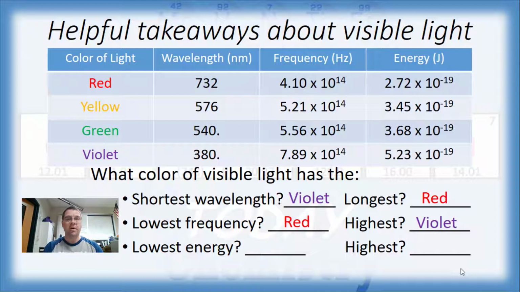Frequency and energy are directly proportional, so the lowest frequency light is also going to be the one that delivers the least amount of energy, so that would be your red light. And conversely, your shortest wavelengths are going to be the ones that are the most frequent in a given time period and therefore deliver the most energy. And again, that would be your violet light.